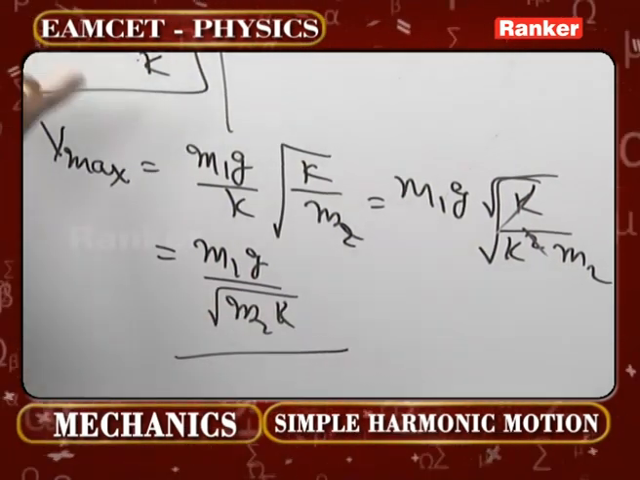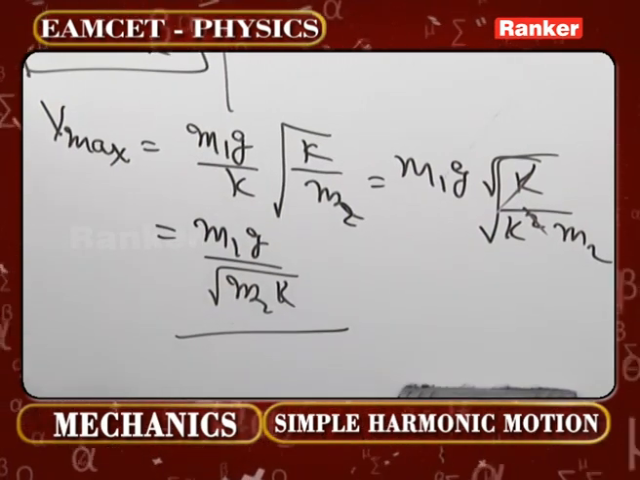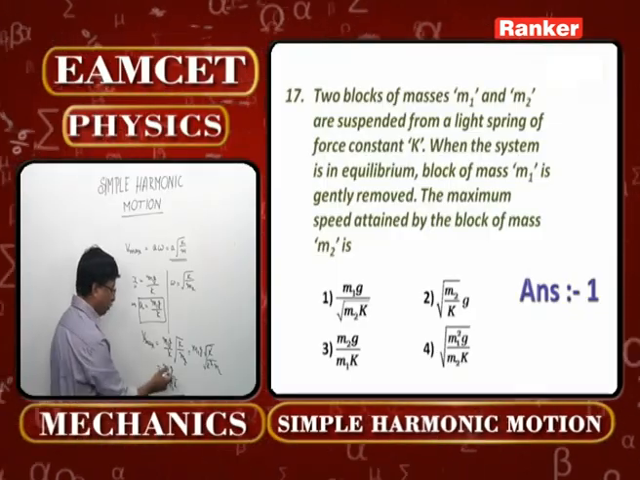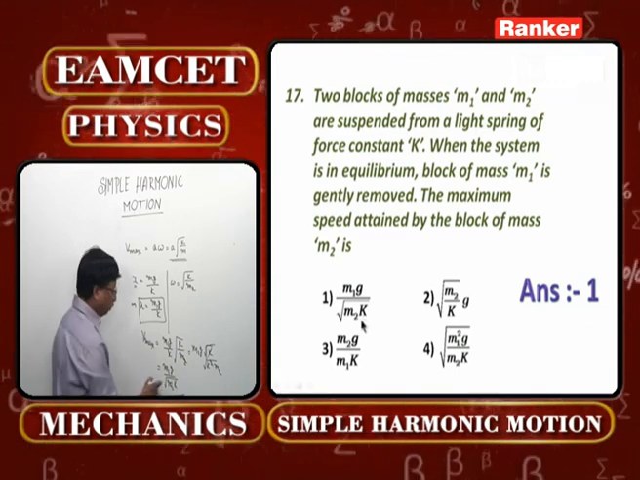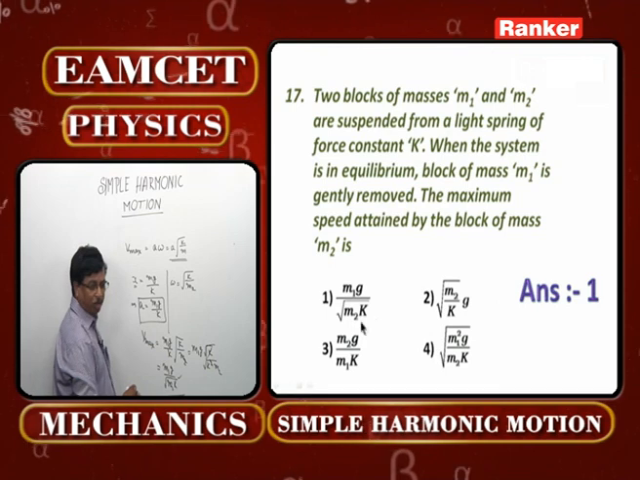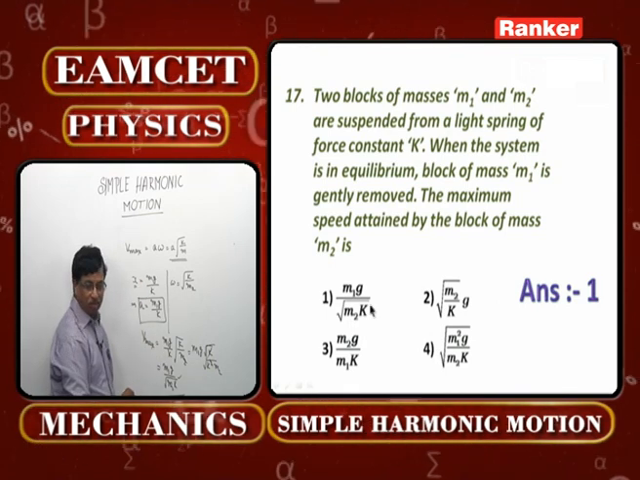Wherever this option has been given, you look at that one. That is option 1 if you look at it now. m1g in the numerator and m2k under root is in the denominator. So this is going to be the corresponding equation for question number 17.